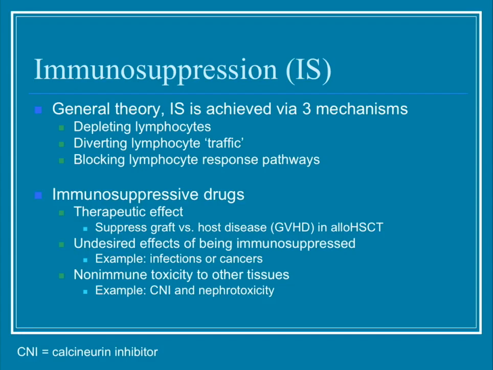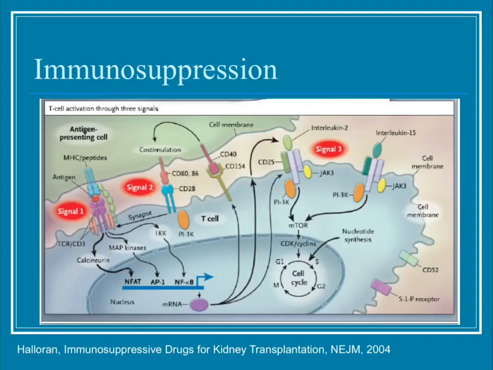And then there's non-immune toxicity, like calcineurin inhibitors and nephrotoxicity, though this is more of an issue in organ transplant, because when you're on immunosuppression, you're on it for life, whereas traditionally in bone marrow transplant, the goal is you only need it for a year or 2, and then you get off of immunosuppression if you're not in the grips of graft versus host disease.